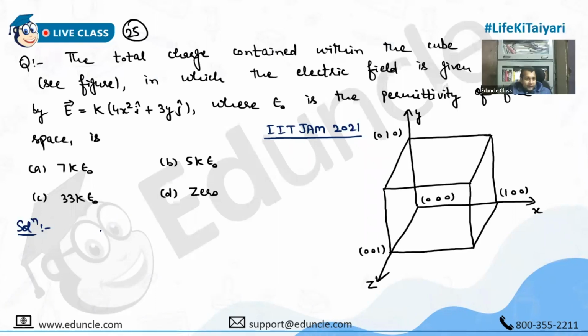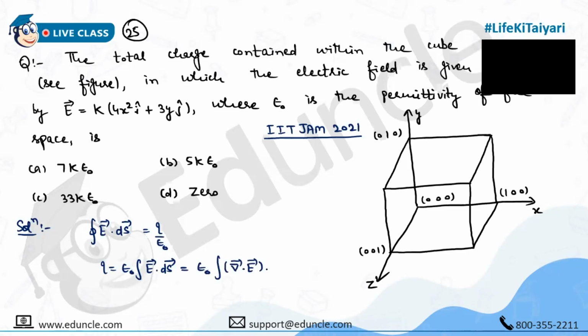See, E dot ds is q by epsilon naught, and we need to find the charge. But if I go for the surface integral, it will be very time consuming. So I can make use of Gauss law over here, and replace this E dot ds with del dot E dv. Please check. Can I do this?